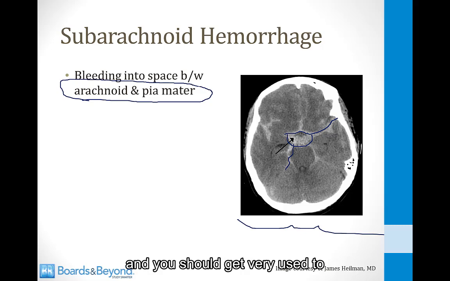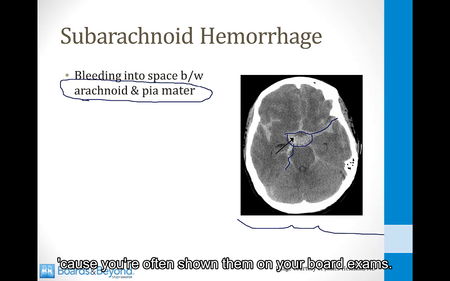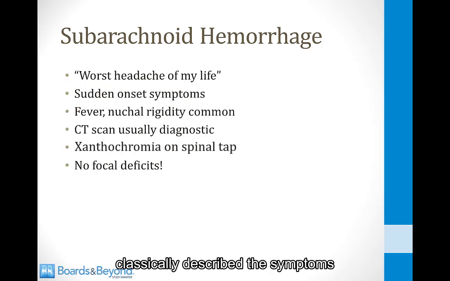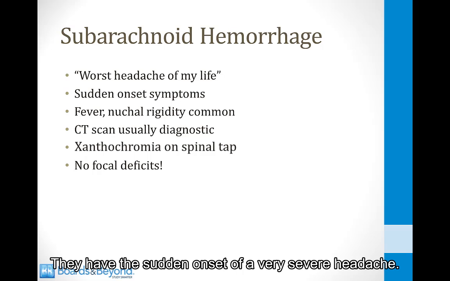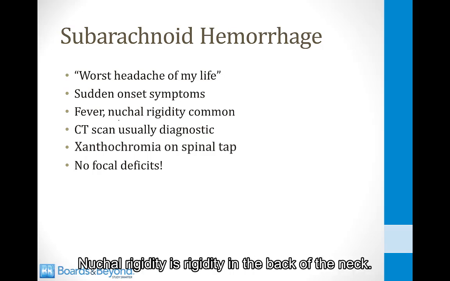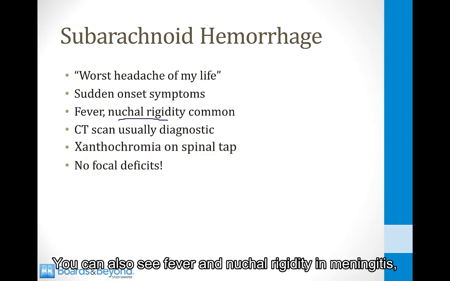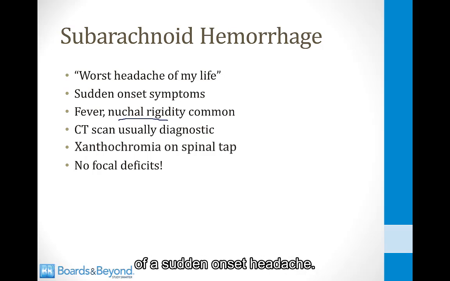You should get very used to identifying CT scans like this because you're often shown them on your board exams. Patients who have subarachnoid hemorrhage classically describe the symptoms as the worst headache of my life. They have the sudden onset of a very severe headache. They can have fever and nuchal rigidity. Nuchal rigidity is rigidity in the back of the neck. It's hard to flex the neck. You can also see fever and nuchal rigidity in meningitis, but those patients won't complain of a sudden onset headache.